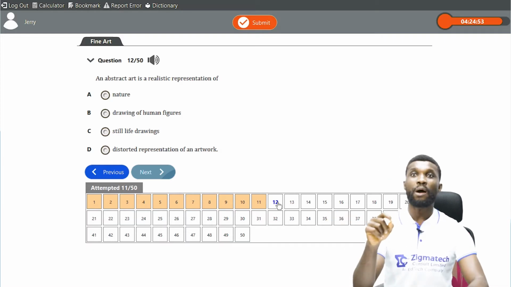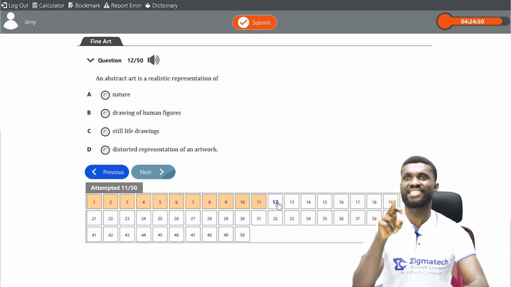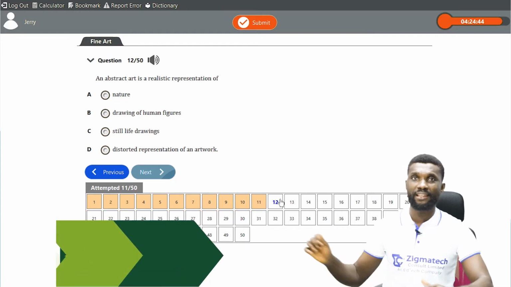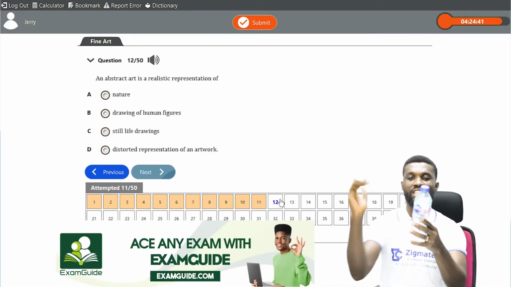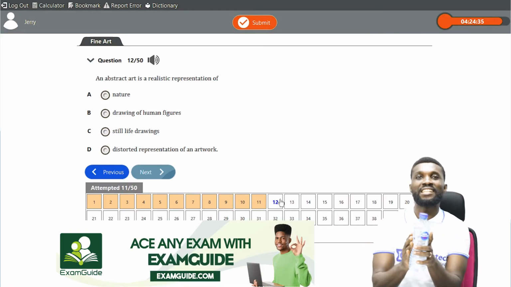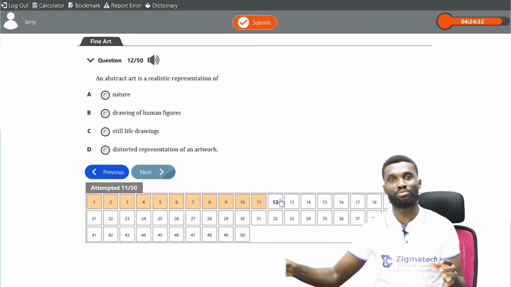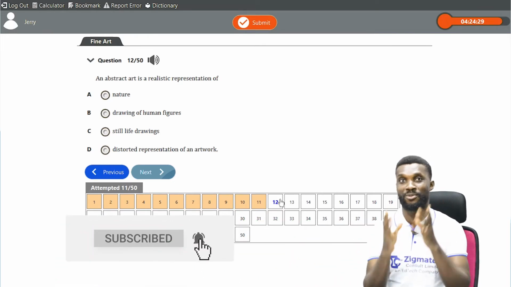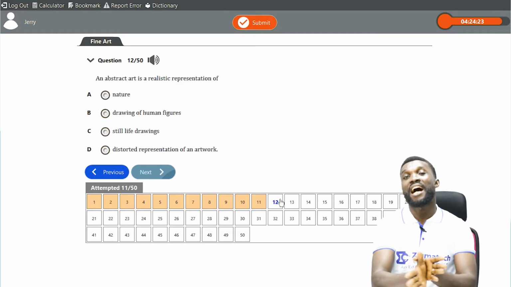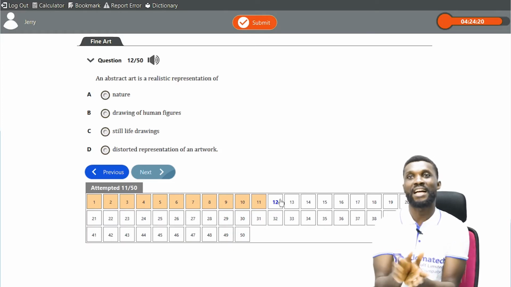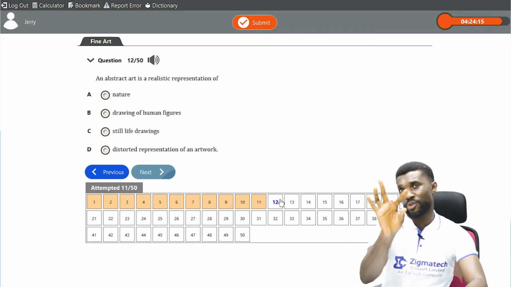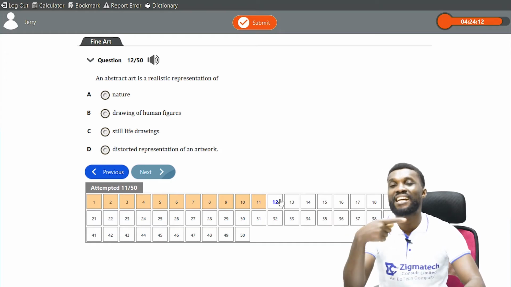However, an abstract art is a distorted representation of an artwork. So if I should pick this water bottle and then I distort it, maybe I elongate the neck and then bend it, now I've converted it into an abstract image. Now you see the drawing of some human beings, some cartoons. You see their head very big and a tiny leg, and we call those things a caricature. But we still regard them as abstract art. They are near realism. So they are abstract. So the distorted representation of an artwork is known as abstract art.